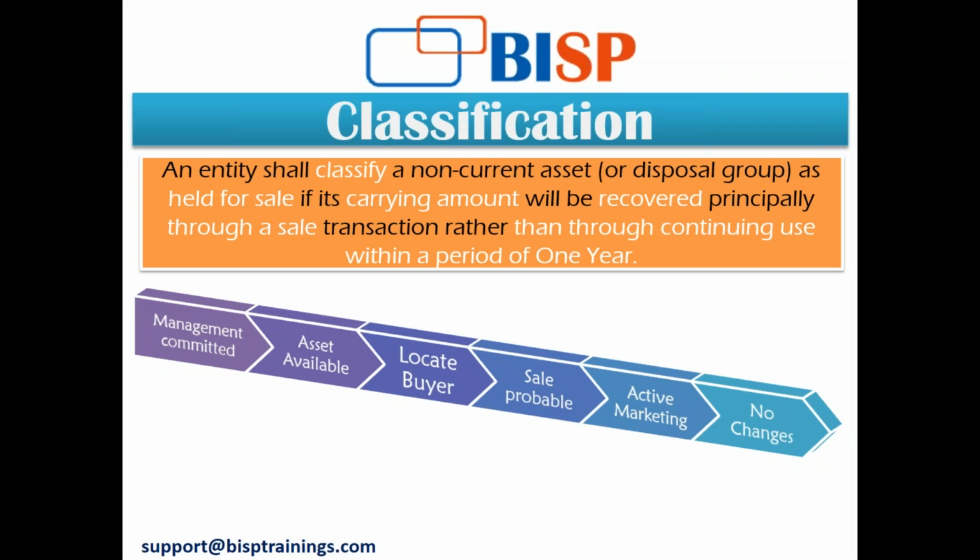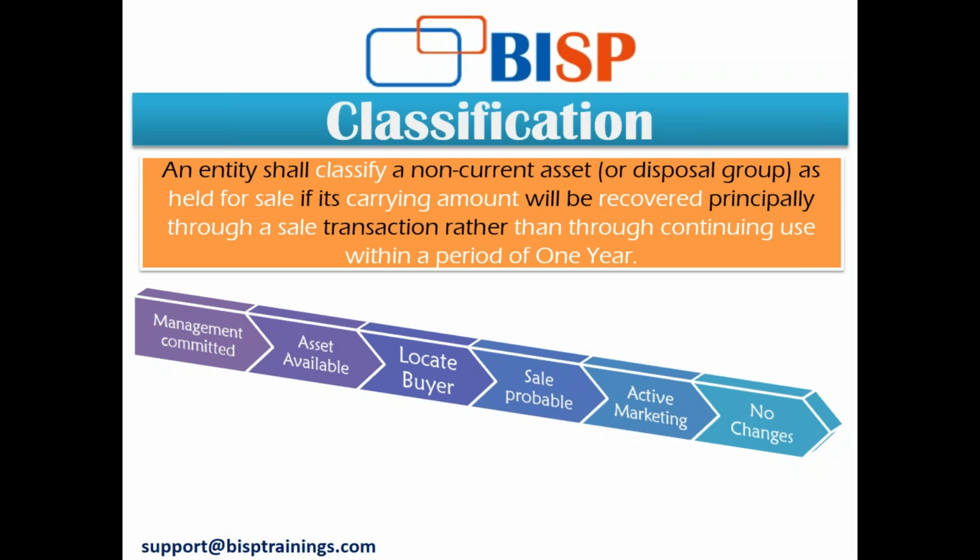And of course, there should be no changes in the further plan, because this whole classification, selling and everything needs to be completed within a period of 1 year. So in 1 year, of course, the management and the business is probable enough to sell it. So no changes in the plan should take place.